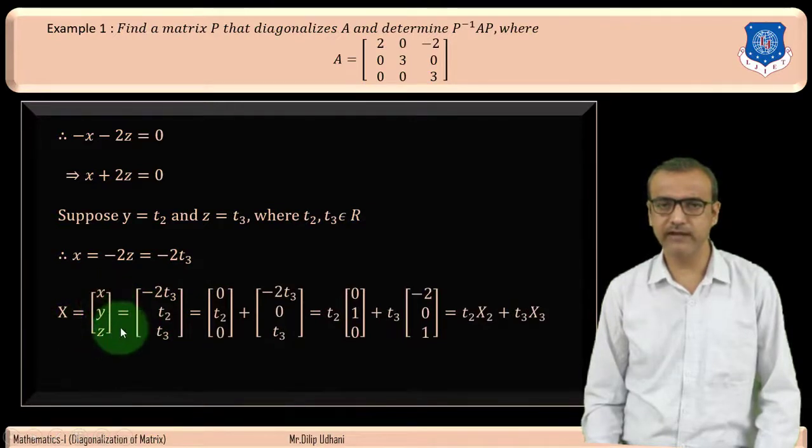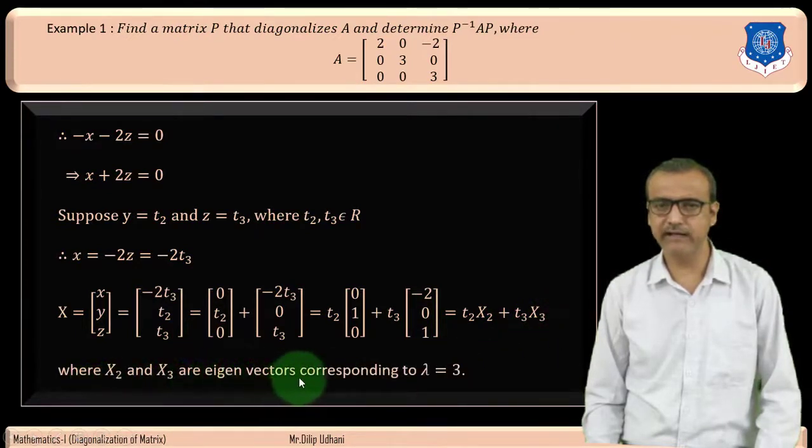Now capital X equals x, y, z, and this equals minus 2t3, t2, and t3. Now we will write this column matrix as 0, t2, 0, plus minus 2t3, 0, t3. Taking t2 common, we have t2 times the column matrix 0, 1, 0, plus, taking t3 common, t3 times the column matrix minus 2, 0, 1. Say the first column matrix is x2, plus t3 times x3, where x2 and x3 are eigenvectors corresponding to lambda equals 3.